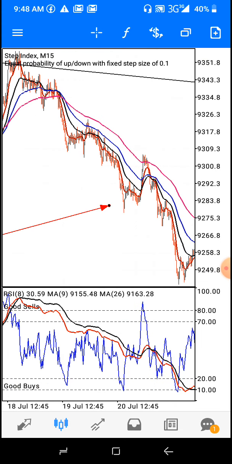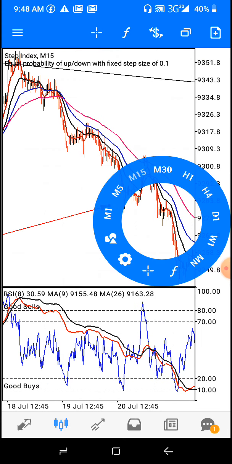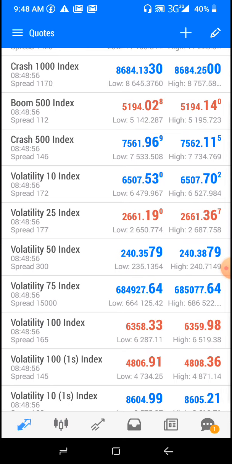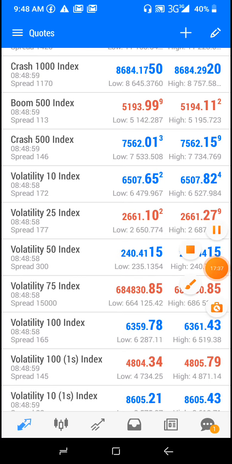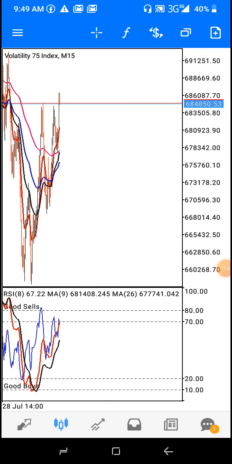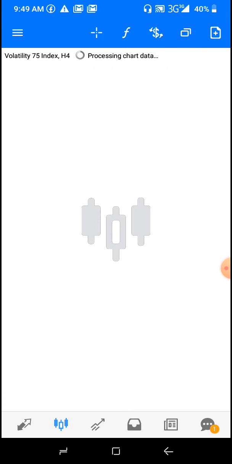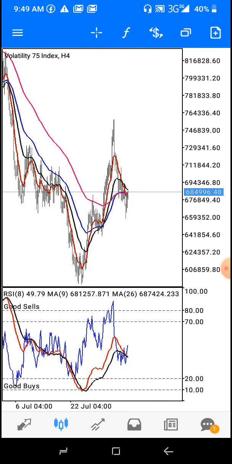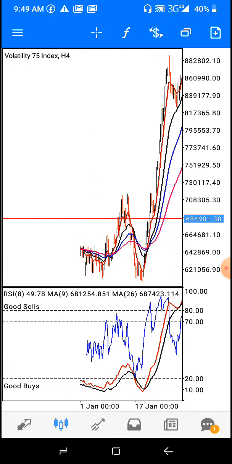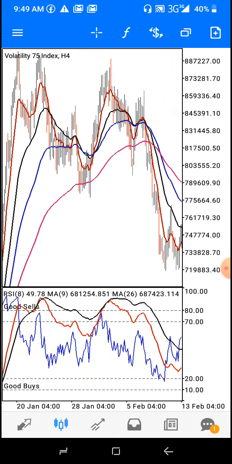If you backtest the strategy very well, you'll be able to see that it works very well in combination with support and resistance. Also I'd like to show you how this strategy works on VIX 75. Back then, I was able to use this strategy trading VIX 75 to flip a $10 account to $150 using the same strategy.